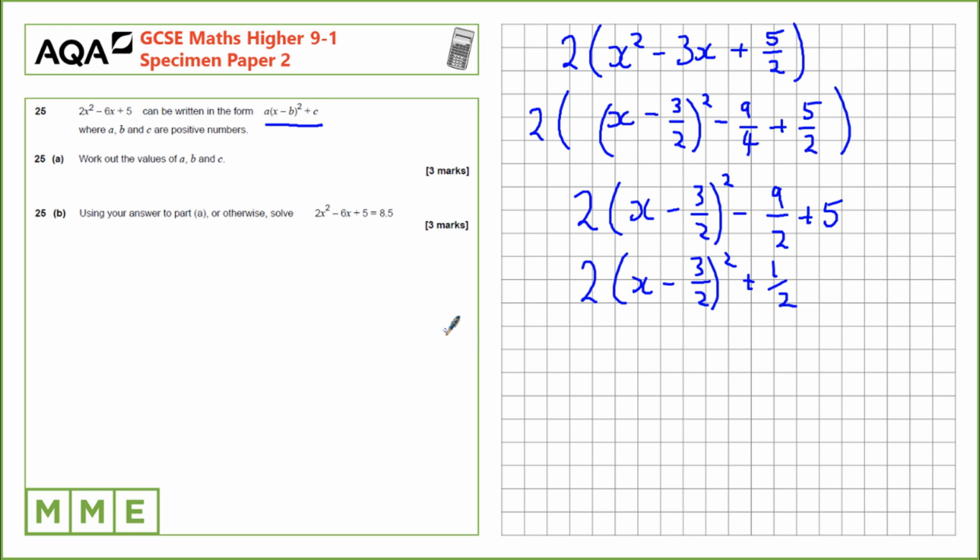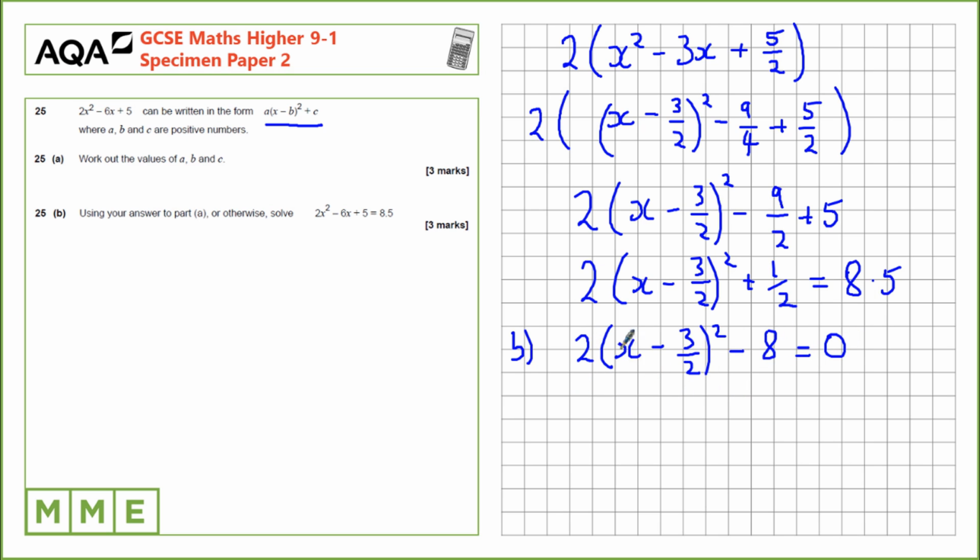Question 25b. Using your answer to part A or otherwise, solve the equation 2x squared minus 6x plus 5 equals 8.5. So in order to do that, we're going to have to set this equal to 8.5. If we want to solve it, we'll first rearrange by taking away 8.5, so we've got 0 on this side. So that would be 2(x minus 3 over 2) all squared, and a half, take away 8.5, is simply minus 8.